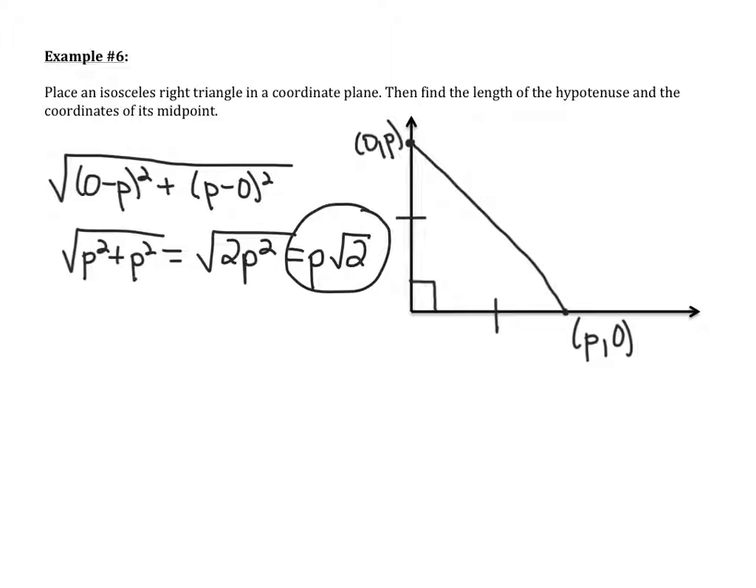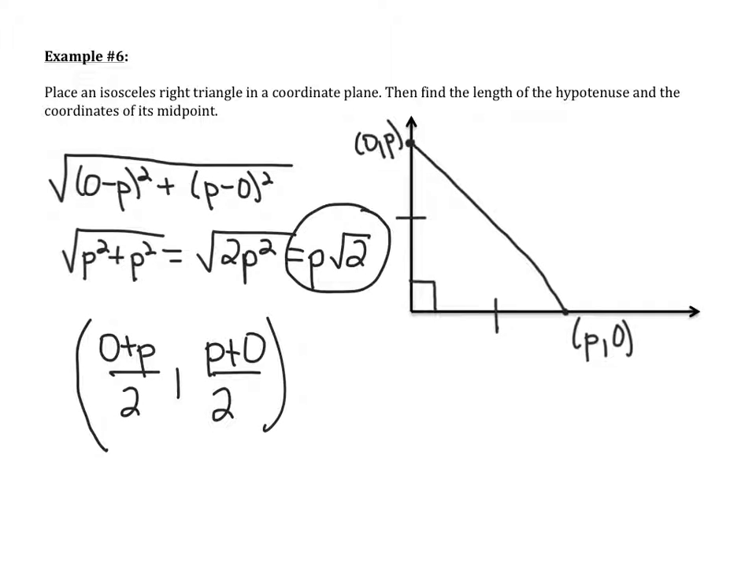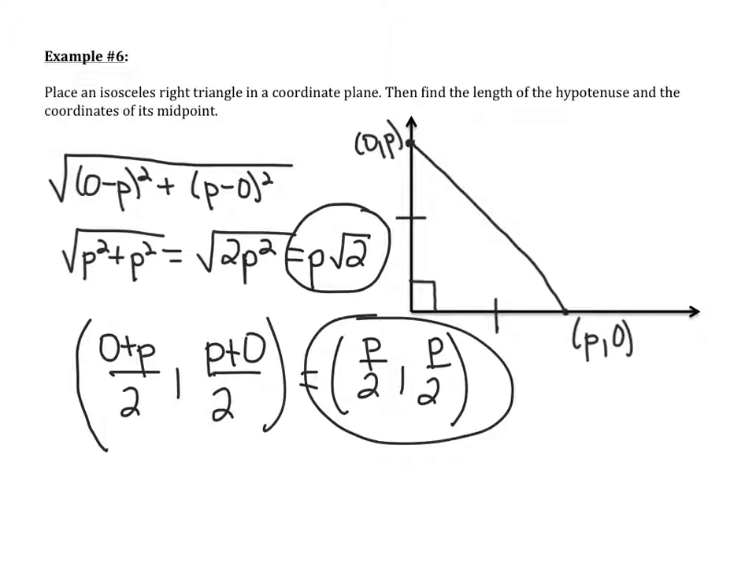Next, let's find the coordinates of its midpoint. So remember, for a midpoint, you add the x's and divide by 2, and then add the y's and divide by 2. So my x's are 0 plus p divided by 2, and then I would have p plus 0 divided by 2. So 0 plus p is p, divided by 2 is p over 2, or you could also just say 1/2 p. And then p plus 0 is p, and p divided by 2 is p over 2. And once again, you could also write that as 1/2 p. So those are my 2 answers: p times the square root of 2, and then the midpoint would be (p over 2, p over 2).